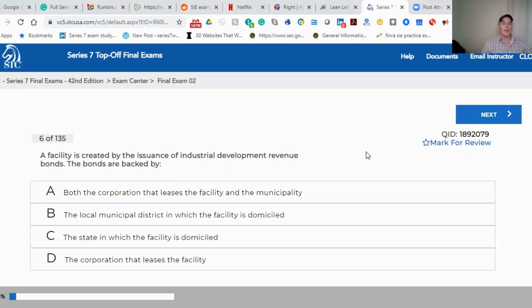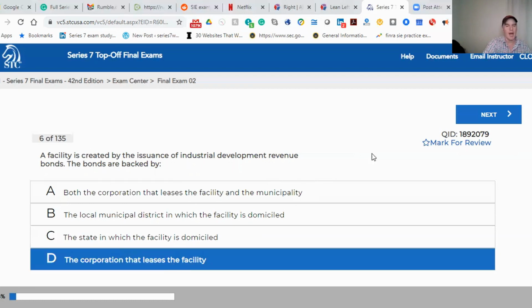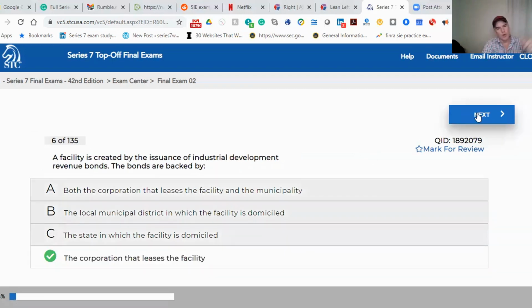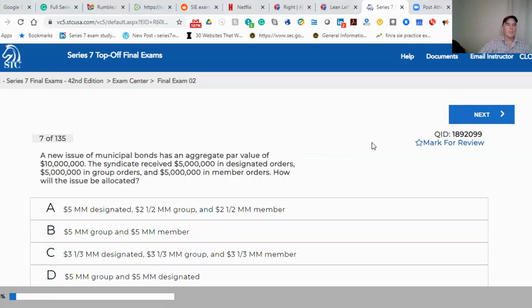Well, I know an industrial revenue bond is basically like a city buys property, builds it up, and then leases it to a corporation. And the bond is issued showing that this corporation is going to pay the leases. So I would go with the corporation that leases the facility, not both. Let's see if I'm right. Boom. Okay. Here we go.